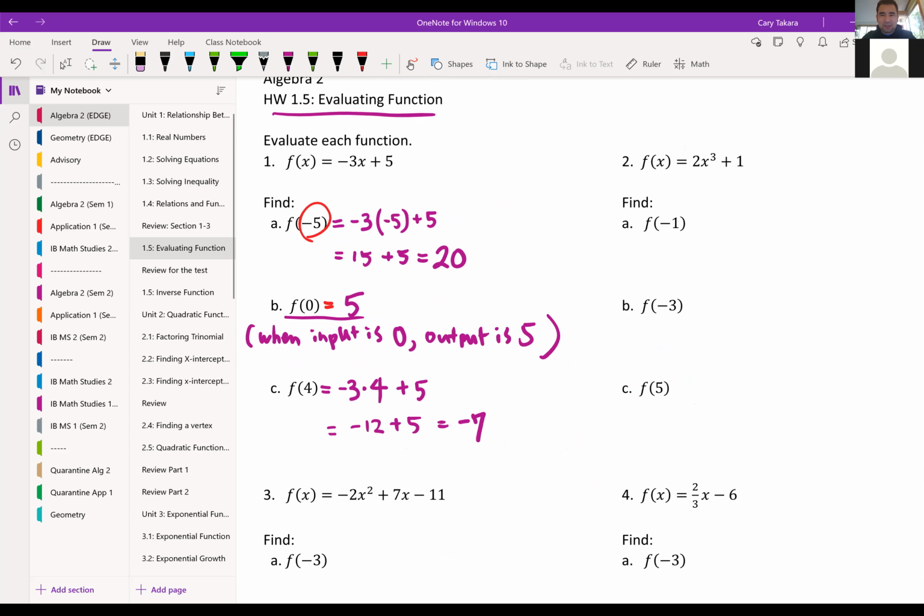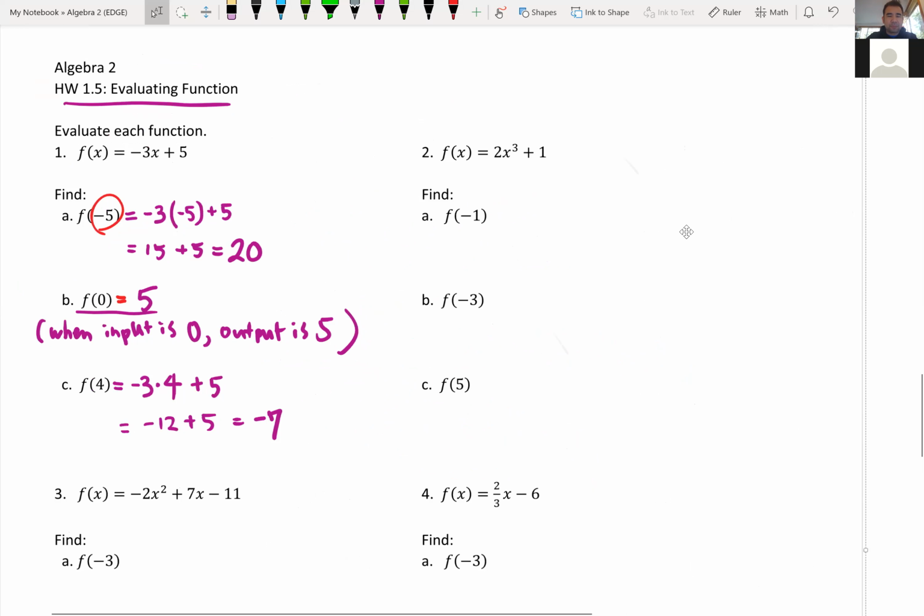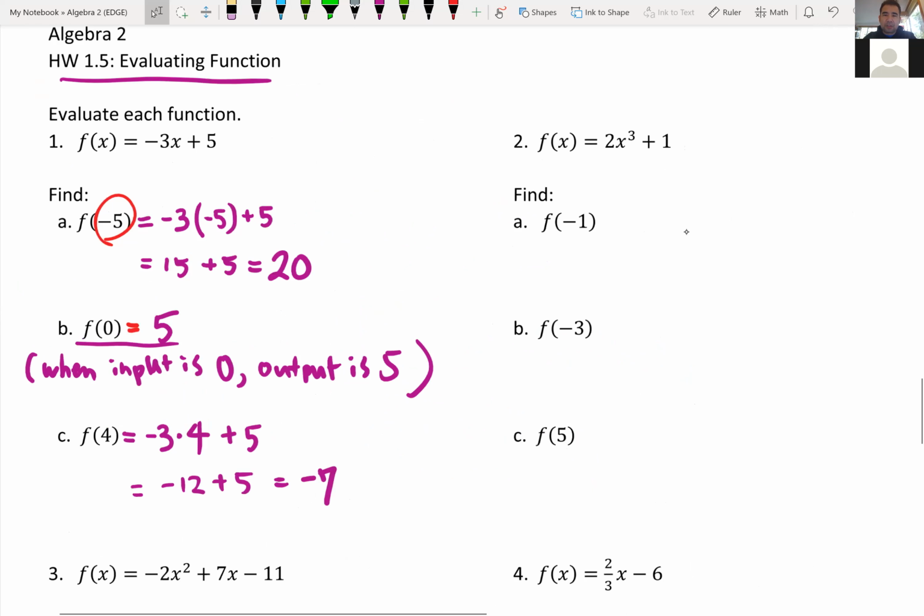You guys with me? Number 2. So here's a different function. Now it's a cubic function, x to the third. So let's try that. I'm going to do the first one, so go along with me here. 2 times -1 to the third power plus 1.